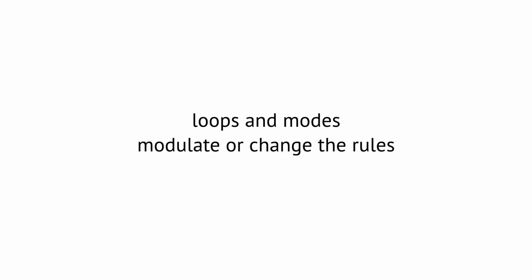Loops and modes are what can modulate or change the rules. So one really simple and maybe trivial example is that if you use the on-off button to switch off your phone, then of course the home key on your phone doesn't work any longer like it normally does to just wake your phone up when you put your finger there. So the phone is off. That's another mode than when it's on. But it can be also much more complex than that.